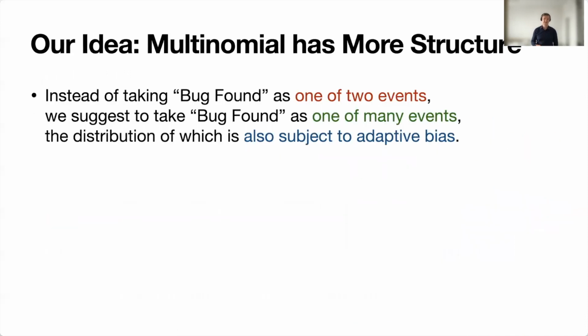So how do we deal with this? Earlier, the sunrise problem looks at this as a binary: either the bug is found or the bug is not found. This doesn't give us enough structure. So the first idea is to add more structure to the problem simply by considering this as a multinomial distribution. Bug found is one of many events.